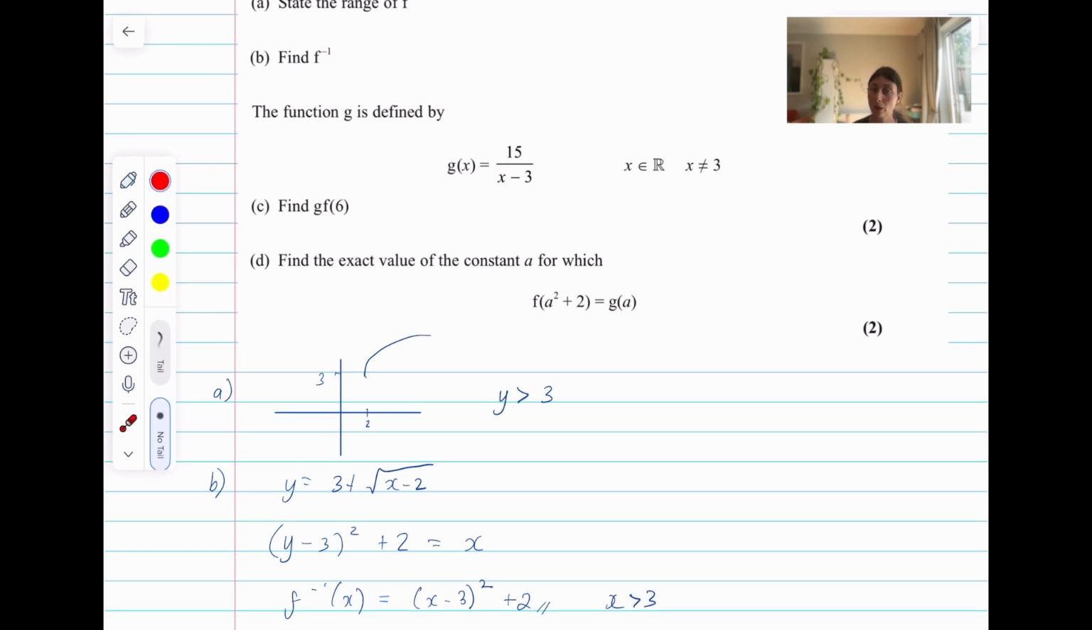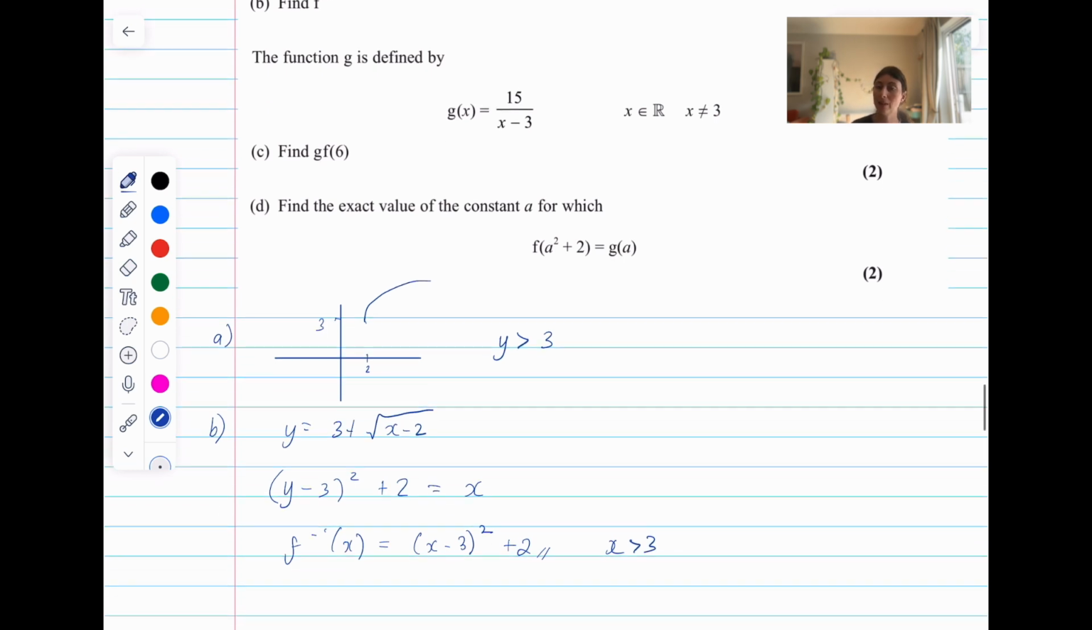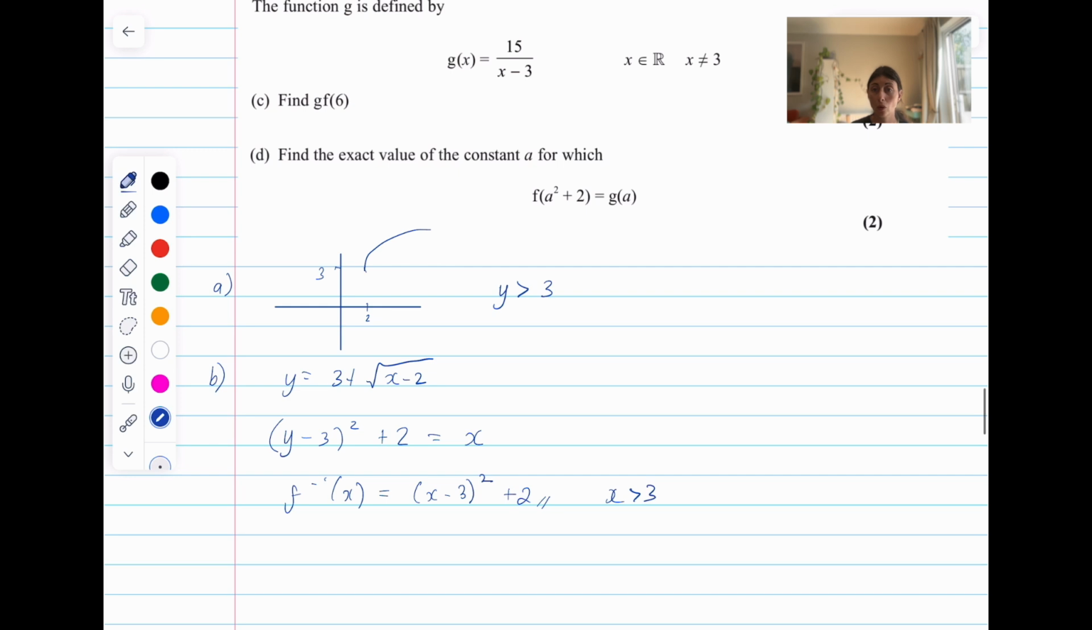The domain will be copied from part A. So the range will now become the domain. It's worthwhile always copying that down if you've already worked it out, because even if your previous answer was wrong, you will still be awarded the follow-through marks. So you will still get the mark for writing x's and then just copying your answer to part A.